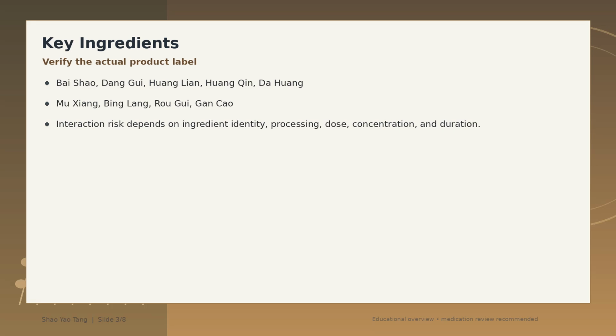Key herbs commonly associated with this formula include Bai Shao, Dang Gui, Huang Lian, Huang Qin, Da Huang, Mu Xiang, Bing Lang, Rou Gui, Gan Cao. In classical formula analysis, some herbs address the principal mechanism, others support the chief action, and others harmonize or direct the prescription. The exact composition can vary by lineage, manufacturer, granule concentration, and modification. For interaction analysis, the actual ingredient label and dose are more important than relying only on the traditional formula name.